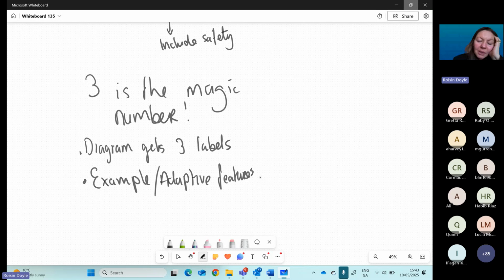So examples or adaptive features, always give 3. What else would require 3? I'm trying to think. Oh, 3 method points.